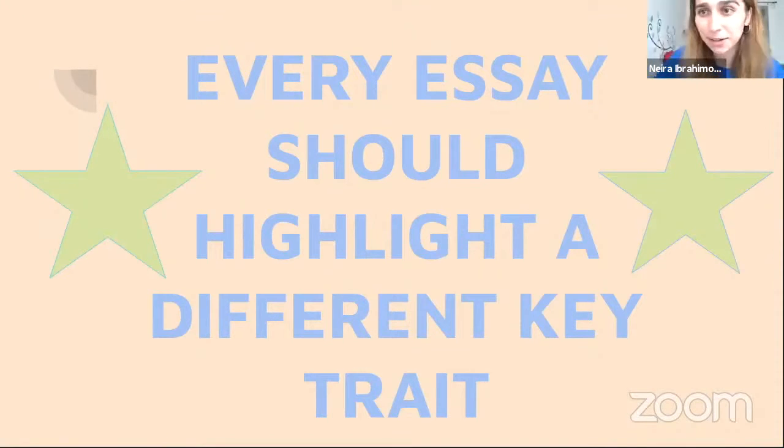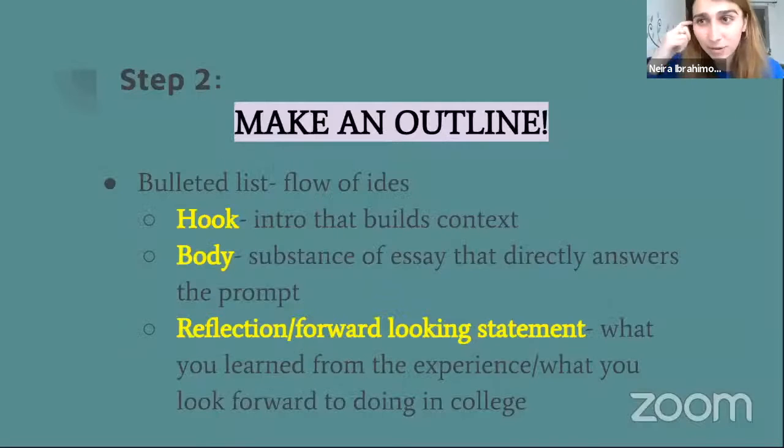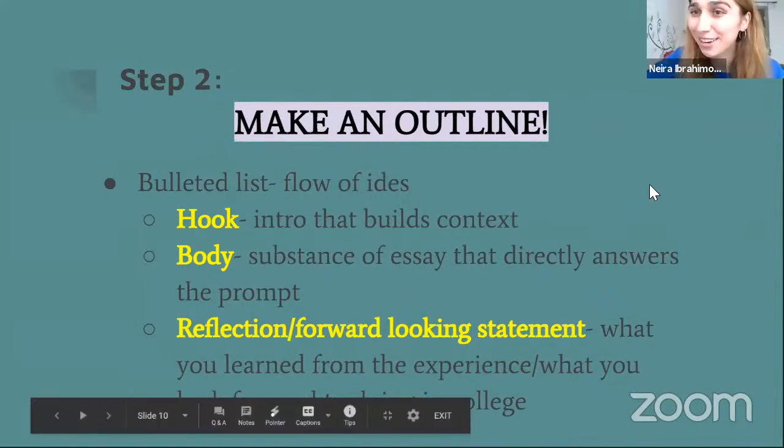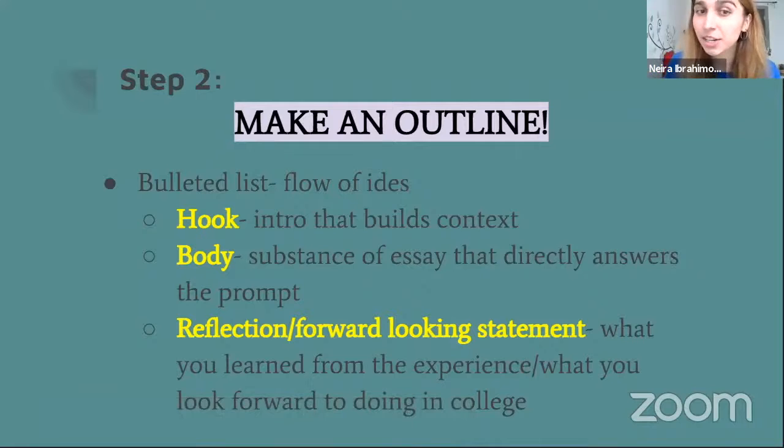All right, step 2. Step 2 is to make an outline. This is really important because the last thing you want to do is start a college essay with not knowing where you're going to go. If you have your thoughts outlined, then your essay will go much smoother, and you're going to know what key points you want to hit. A college essay is strategic. You only have a limited amount of space.